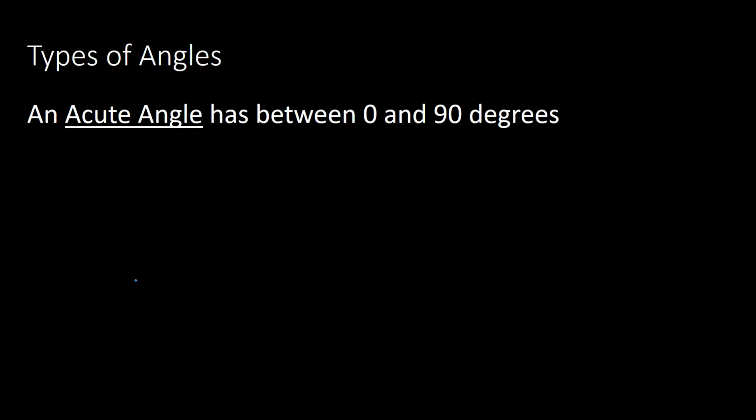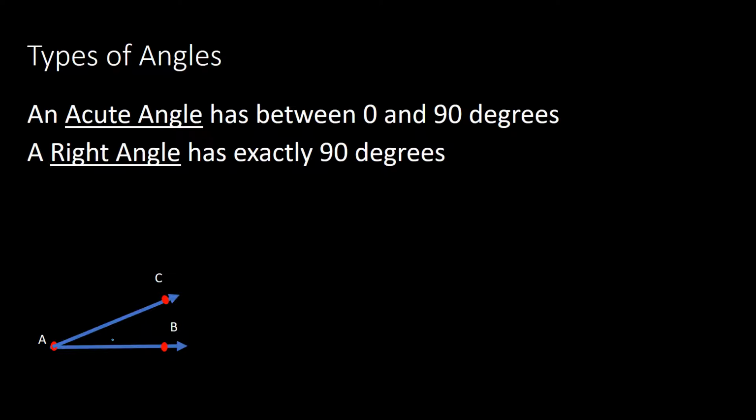Now there are types of angles that we need to discuss as well. These types of angles are based off the size. An acute angle, by definition, has a measure between 0 and 90 degrees. For example, something like this. The way to remember this is, if you see something that's cute, it's usually something small, like a kitten or a puppy. So an acute angle is a small angle, between 0 and 90 degrees.